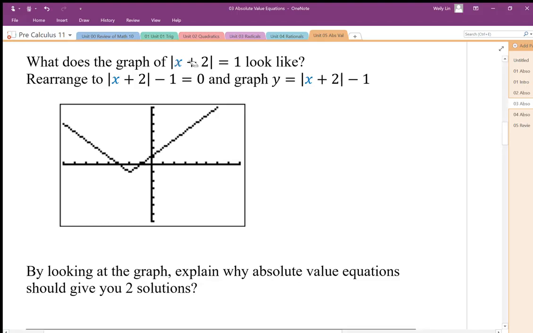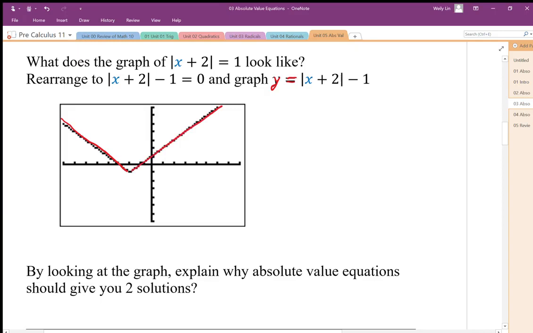Absolute value of x plus 2 equals 1, we can rearrange this equation to make it equal to 0. So we subtract 1 from both sides, and we can draw it as a y equals equation. And so we're looking at the y equals graph, which is going to be this graph right here, and we already know that the solution to it is -3, -1.